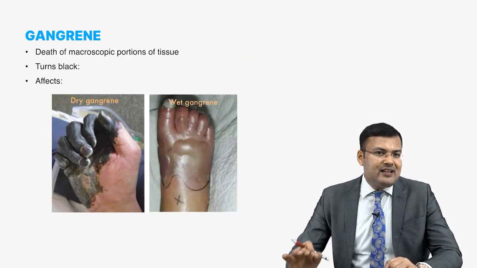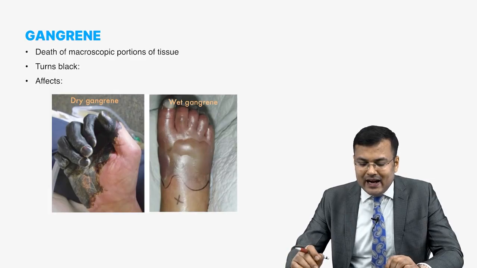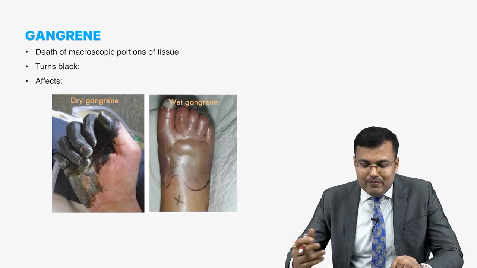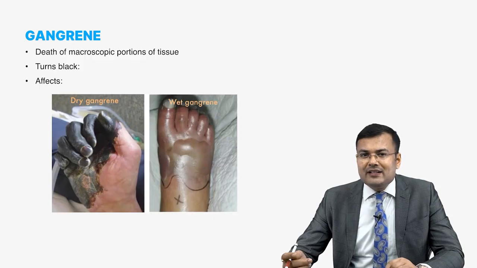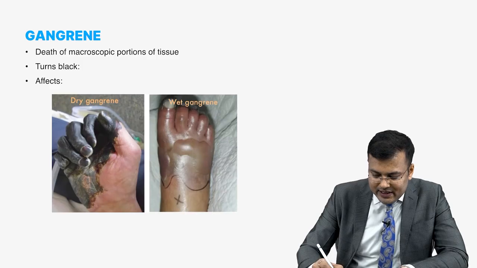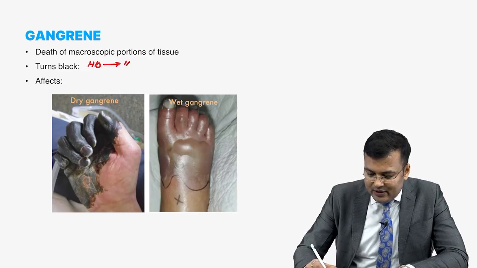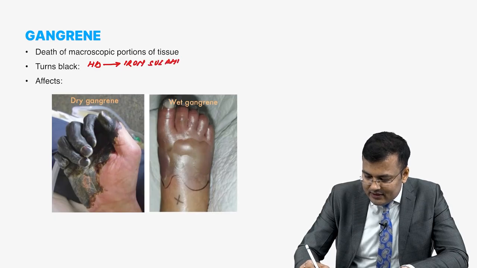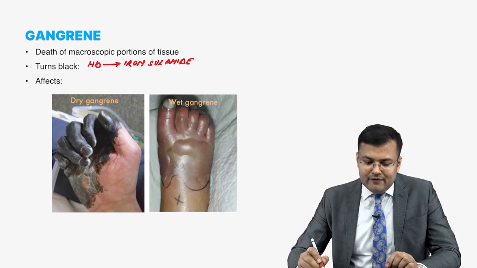What happens in gangrene? There is death of macroscopic portions of tissue. Why is the color of gangrene black? The tissues turn black because there is breakdown of hemoglobin and formation of iron sulfide. It affects the most distal part of limbs.